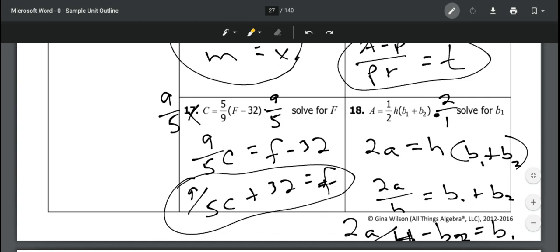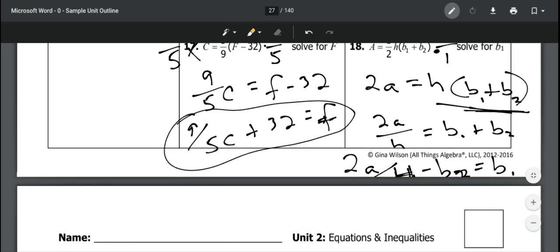So to get rid of that fraction, we multiply by the reciprocal of 9/5 and do it to both sides. So we have 9/5 c and then we add the 32. And on this one, we multiply by 2 over 1. And then we're still left with this. So then I divide by h, since it's multiplying by this quantity. And then I add, or minus the b2. So this last one is 2a over h minus b2 equals b1.